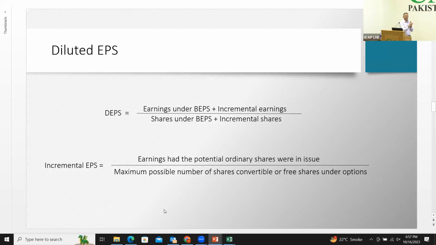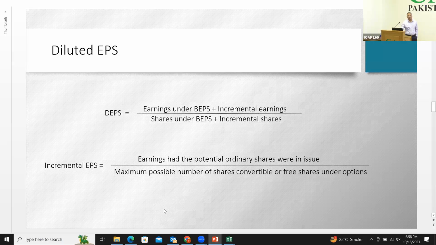That is your control number. And then you calculate incremental EPS for each potentially issuable share. And then you make a ranking from most dilutive to the least dilutive. The lesser the incremental EPS, the more dilutive it is. And then you start adding one after the other with the control number, till the time the EPS declines. And when it starts rising, you stop, and the rest of the potentially issuable shares are anti-dilutive. This is the process in which you get the most dilutive earning per share.